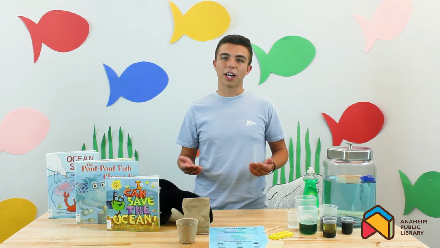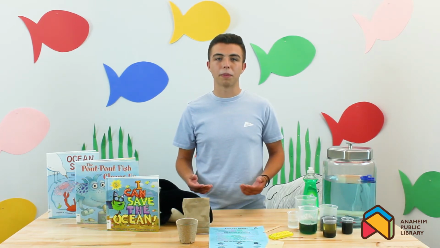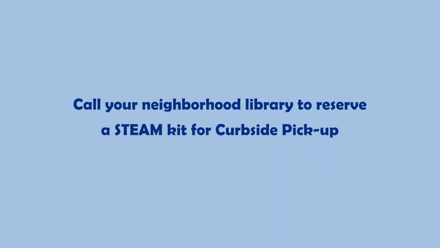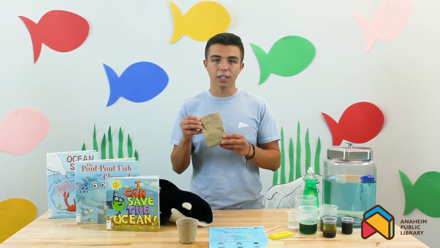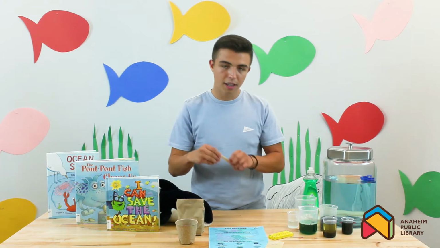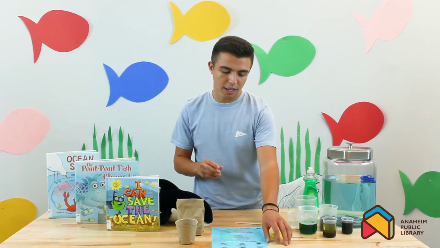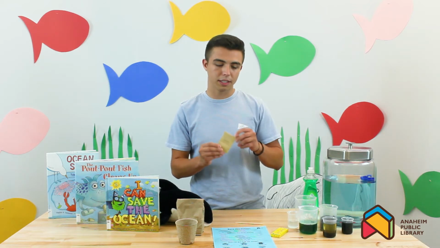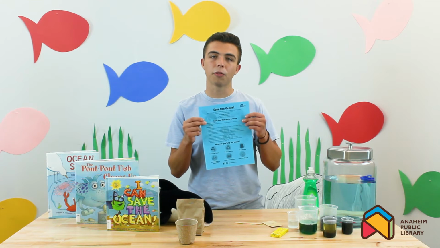So for today's program, we do actually have STEAM kits available for you to pick up at your local Anaheim Public Library. So please be sure to call and reserve one as they are available in limited quantities. In the kit, you will find the following materials: a bag of dirt, a biodegradable pot, a popsicle stick, crayons, and an assortment of seeds. And we also have the instruction sheet in there as well, which you could print and download from our website.